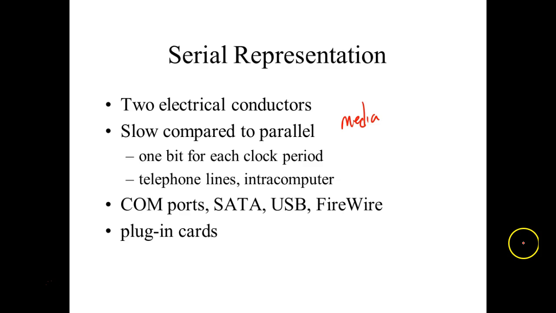COM ports, which are basically obsolete. Serial ATA. USB. FireWire, which didn't get called on. FireWire and USB competed for a long time. FireWire, you still run into it. It's really good for video, high definition, high speed media. USB is the one that got adopted. We're moving over to a lot of serial ATA because it's a lot cheaper. It's fast, but it wouldn't be as fast as parallel.